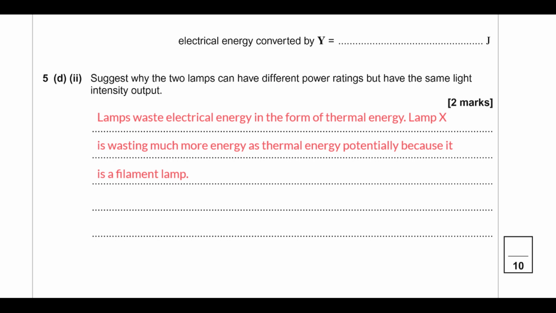So lamp X is clearly wasting much more energy as thermal energy, perhaps because it's one of the old type filament lamps rather than one of the new fluorescent type lamps. Okay, so that completes question 5.